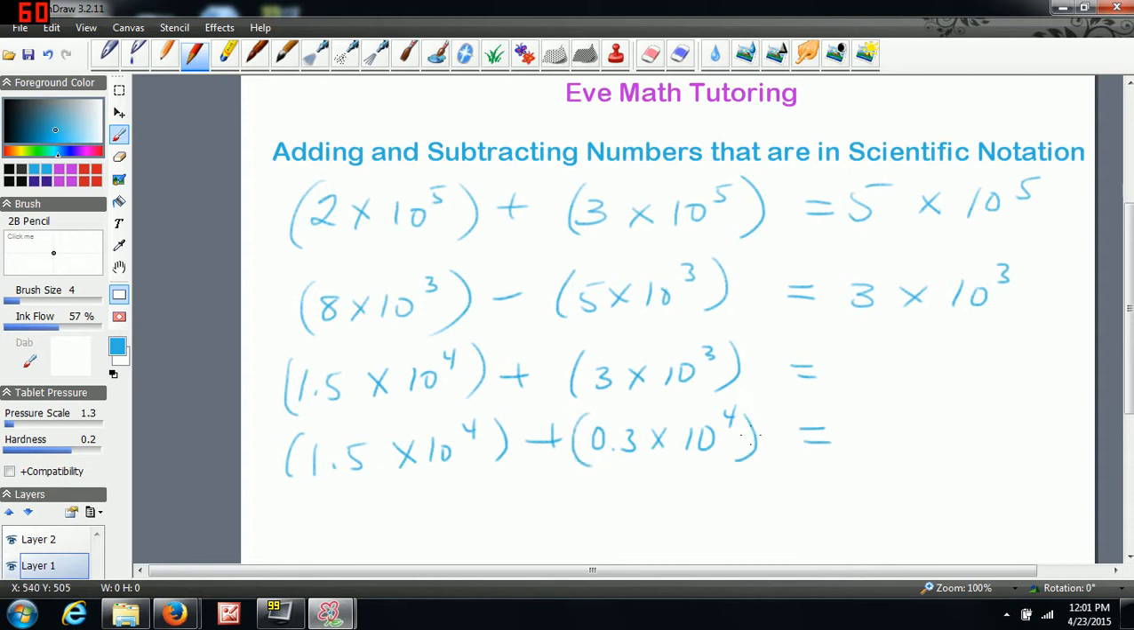And now that I have the same exponent, I can go ahead and add the numbers. Okay, so it becomes 1.8 times 10 to the 4.